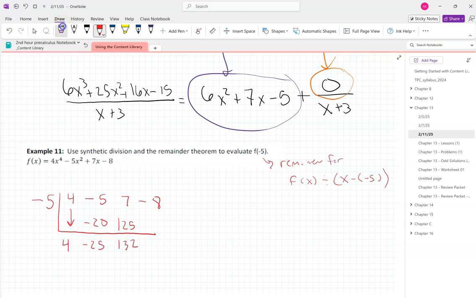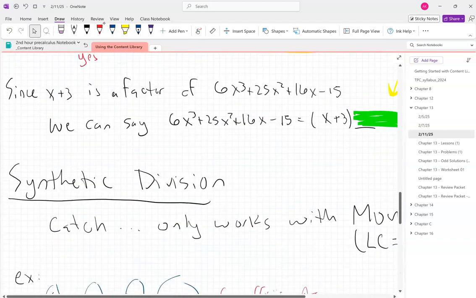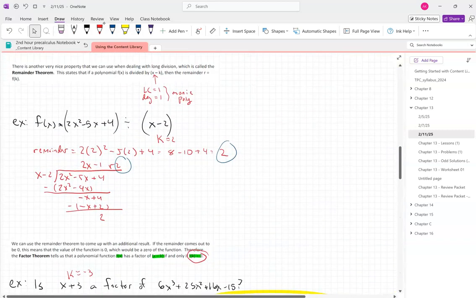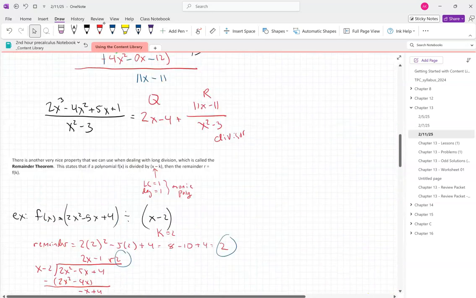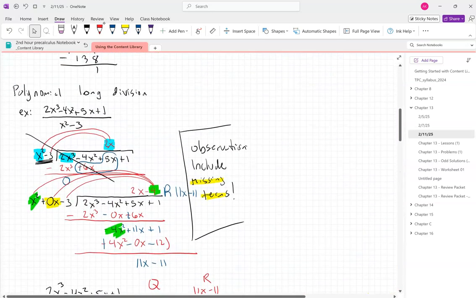I made a mistake. Who sees it? Take a quick look. Lucy, what is it? Look at that. I go from x to the fourths to x squareds. So remember when that happened up on this long division problem? Where was it? This one right here.